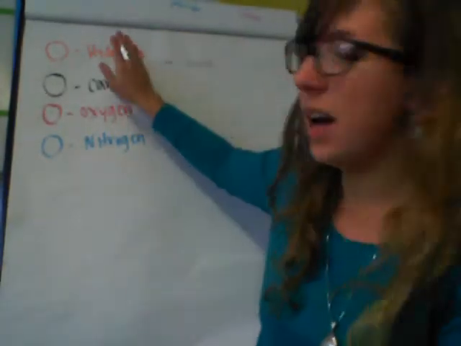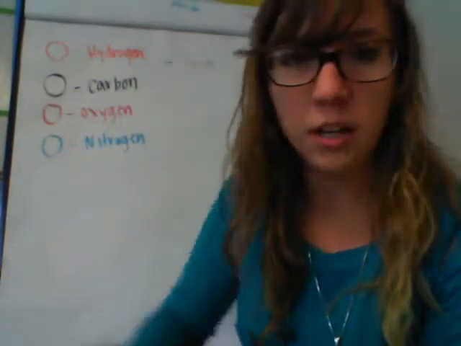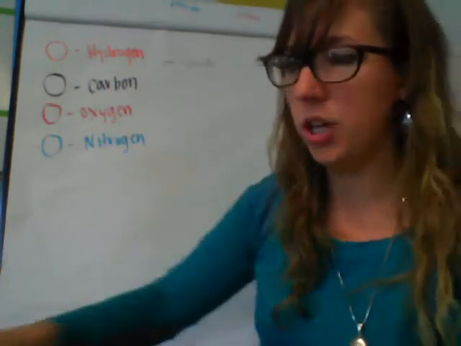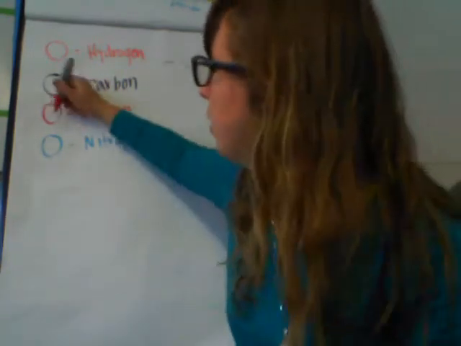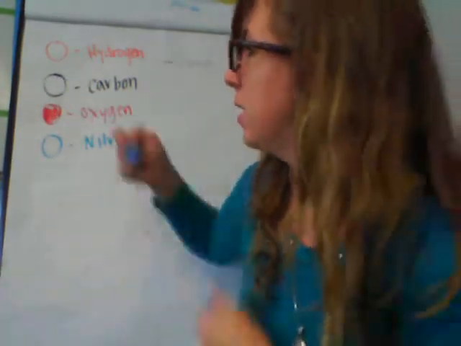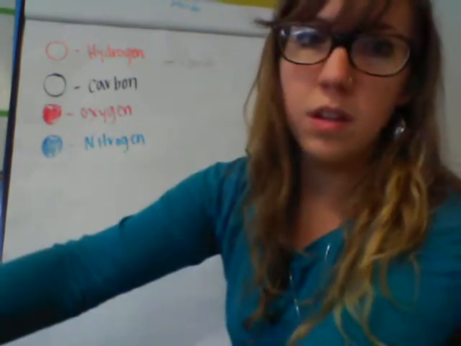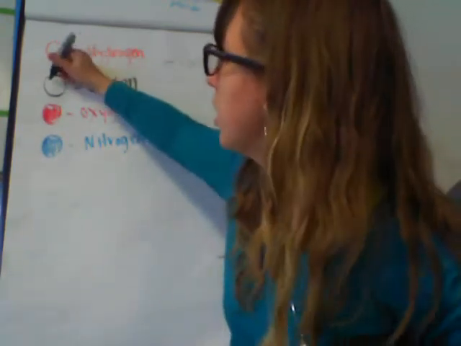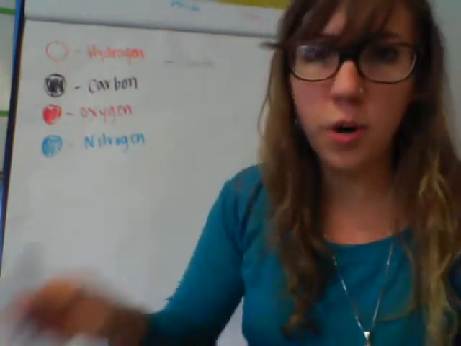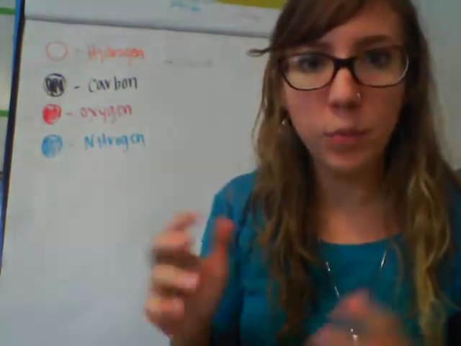For this purpose, this orange one up here is going to be hydrogen. Black is carbon, red is oxygen, and blue is nitrogen. And I'll color these in just a little bit so that you can see the colors that I'm talking about. The one other thing, I'm going to use silver to show the chemical bonds between the atoms within a molecule.